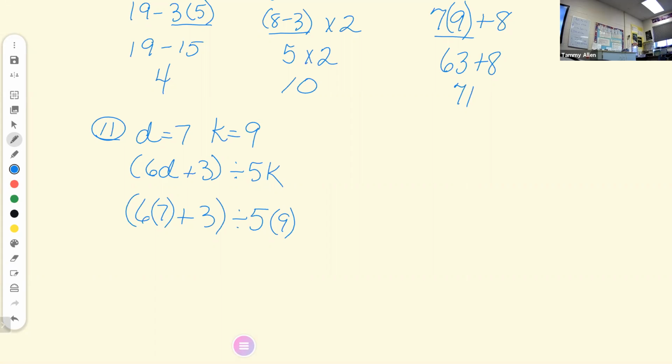Okay. So now we have to do what's inside parentheses first. That becomes 42 plus 3. Because this is separated by division, we can also do this multiplication out here. Does that make sense? Okay. I now do what's inside parentheses here. And that gives me 1.